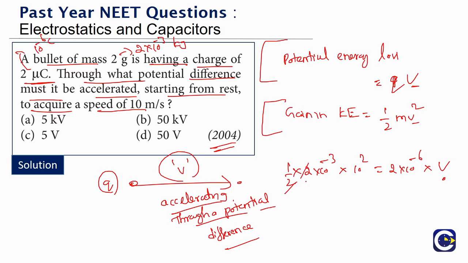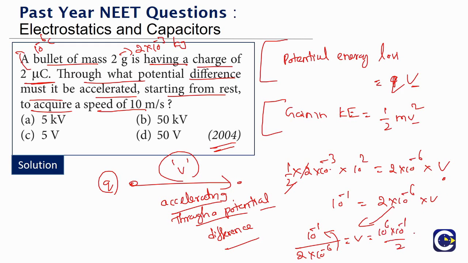So look at this here. What is going to happen? 2 is cancelled. This is 10 power minus 1. On the right hand side, the 2 into 10 power minus 6 will come to the denominator. So 10 power minus 1 by 2 into 10 power minus 6 is V. 10 power minus 6 will go to the numerator as 10 power 6. So 10 power 6 into 10 power minus 1 by 2 is V. 10 power 6 into 10 power minus 1 means 10 power 5. 10 power 5 divided by 2, that is the V value.